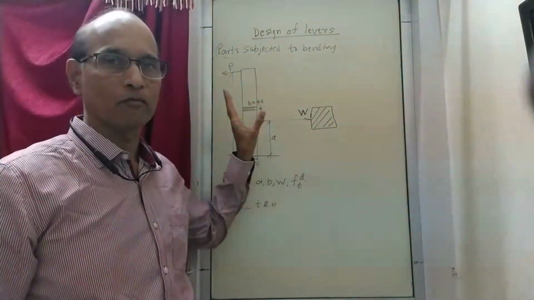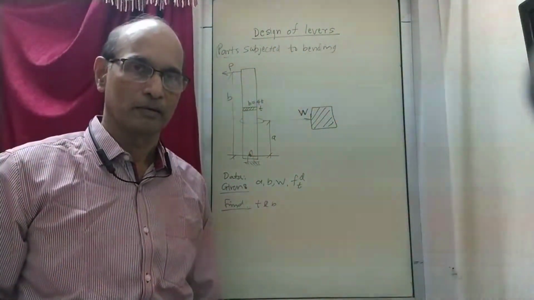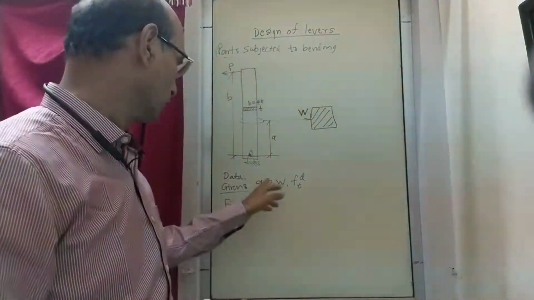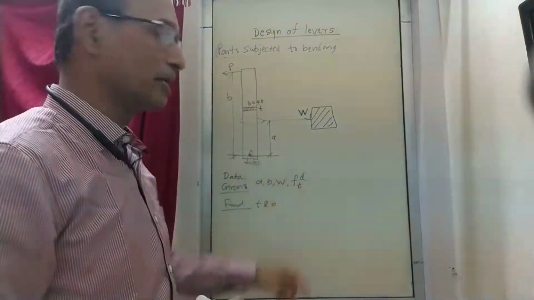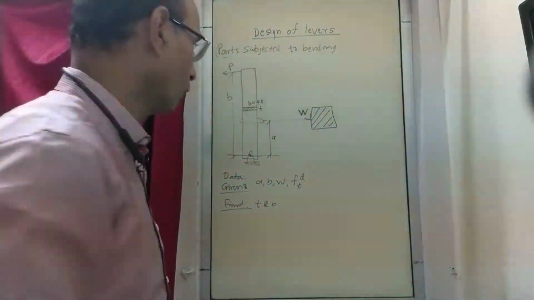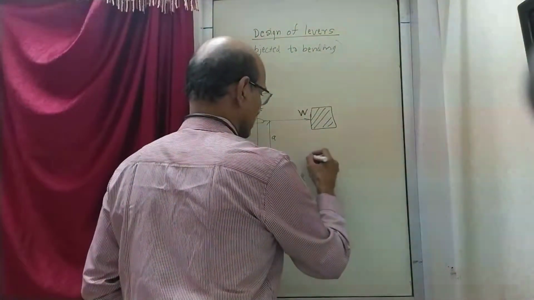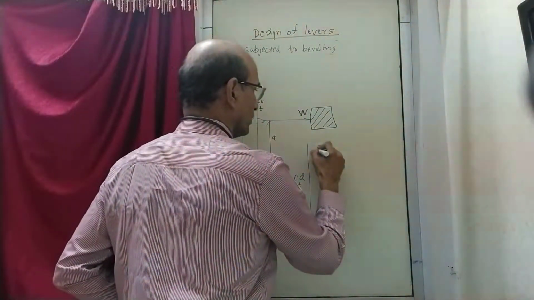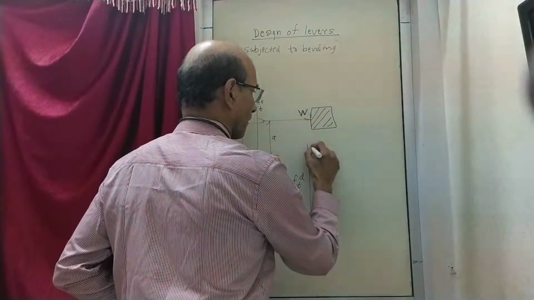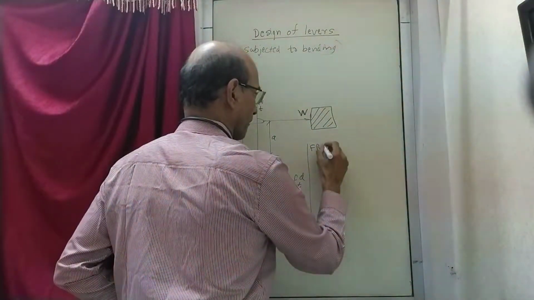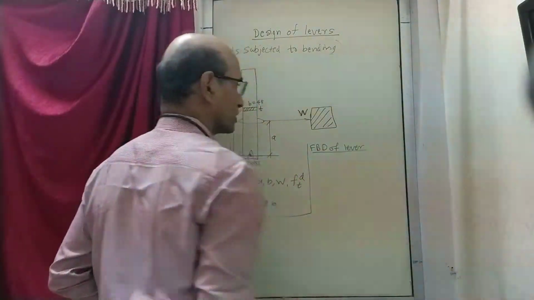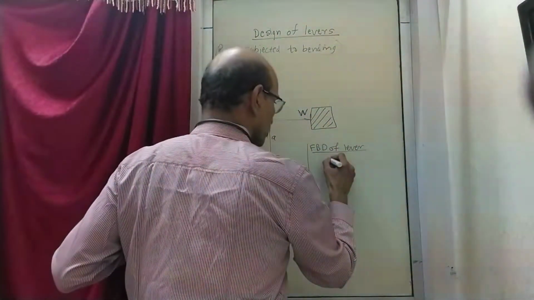How do you do this now? We should know whatever forces are acting on the lever. At the moment on this lever only W is acting, which is given, and the dimensions A and B are given and the stress is given. So now what we do is we start like this. First we draw the free body diagram. Let us draw the free body diagram of the lever, which looks like this.